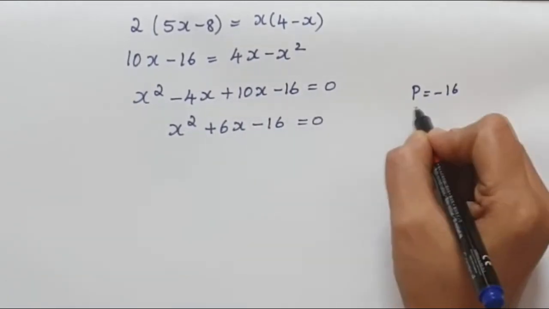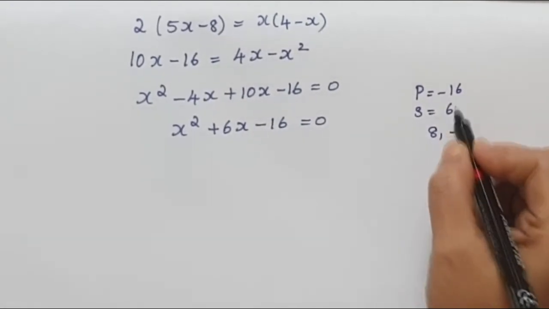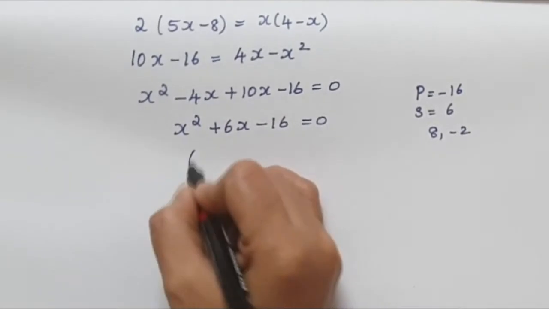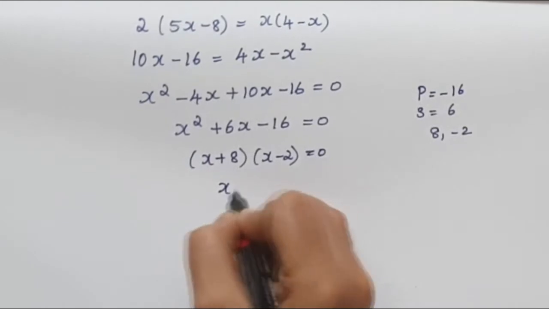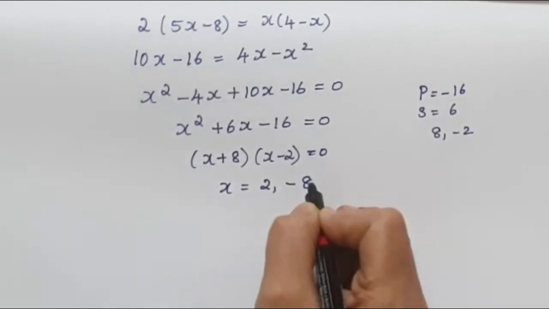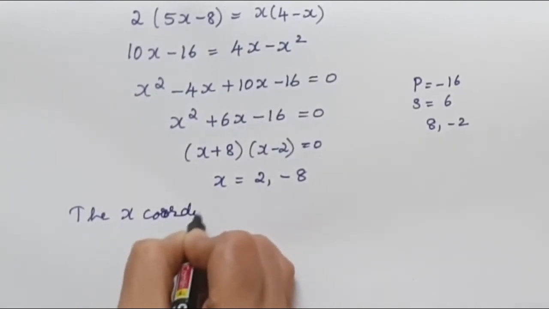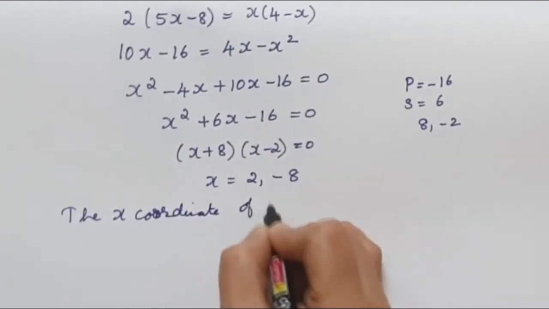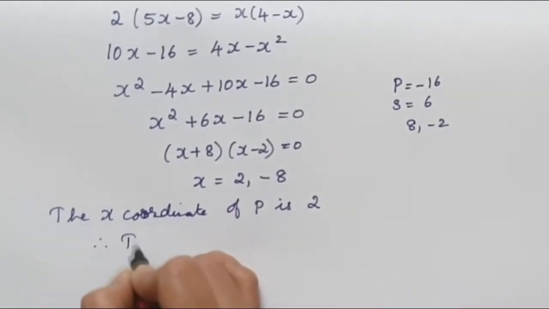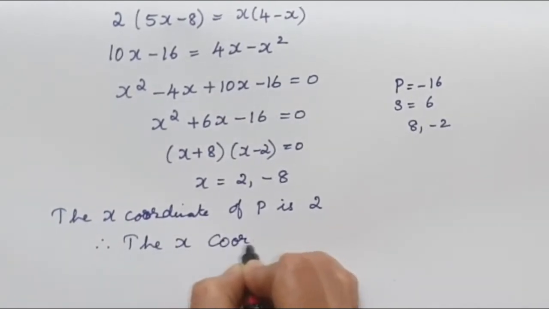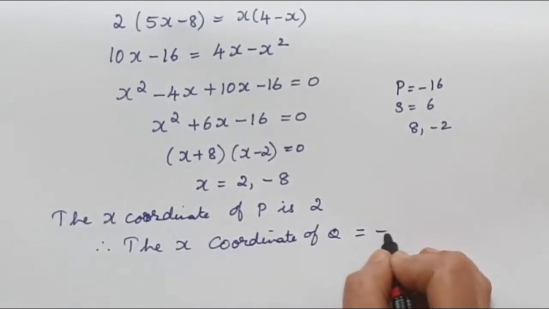Product equal to minus 16, sum equal to 6. That is 8 and minus 2. When you multiply it is minus 16, when you add it is 6. So it will be x plus 8 and x minus 2 equal to 0. So x will be equal to 2 and minus 8. The x coordinate of P is 2. Therefore, the x coordinate of Q will be equal to minus 8.